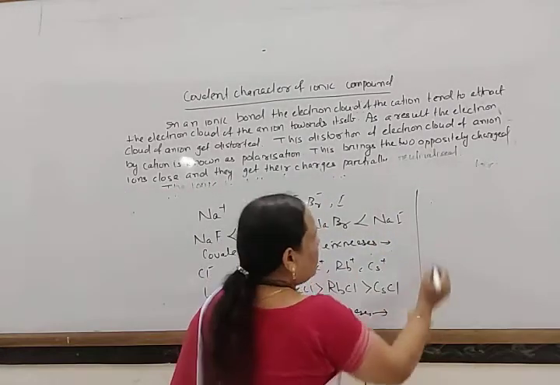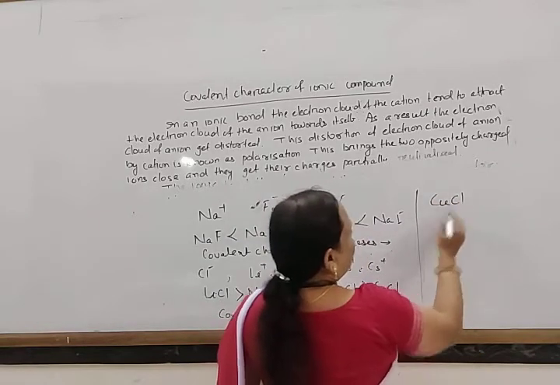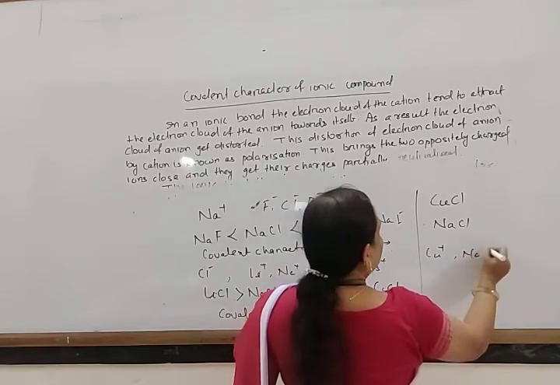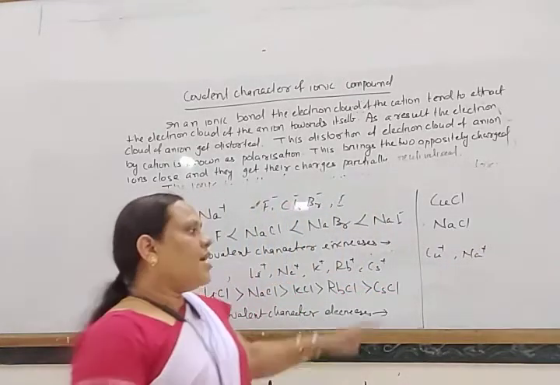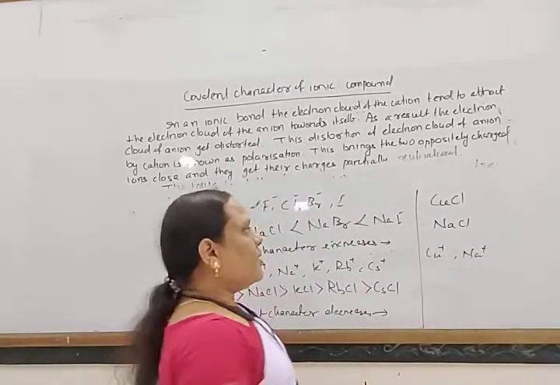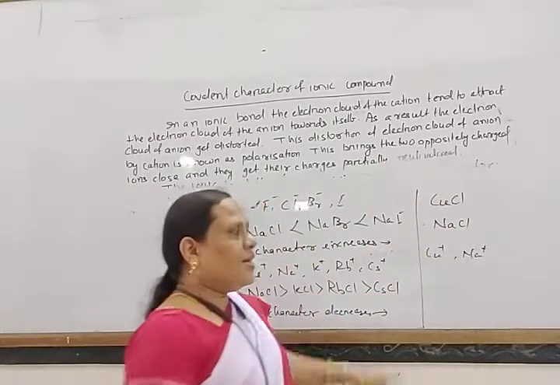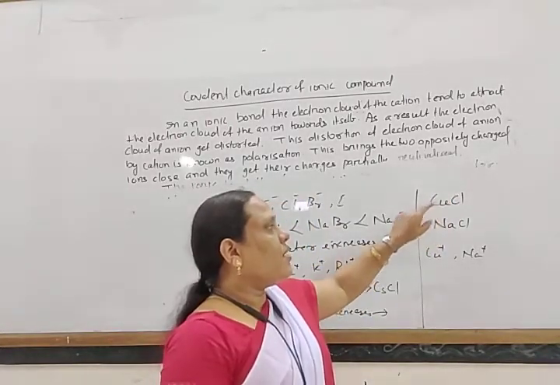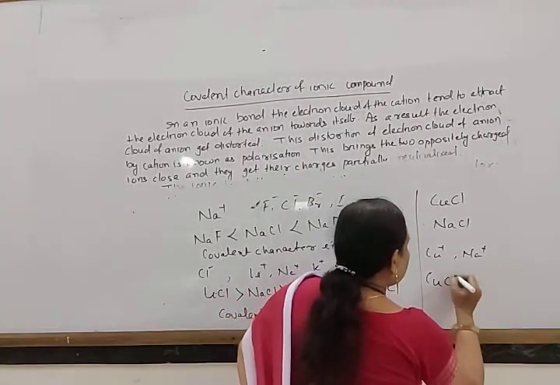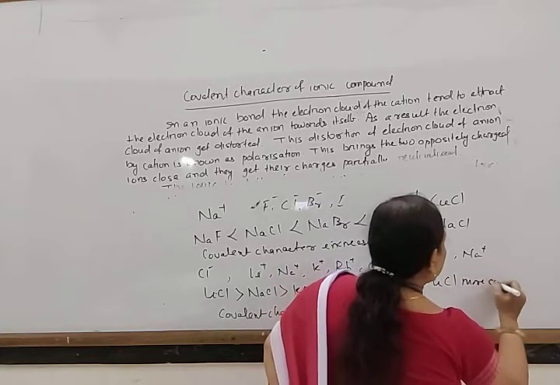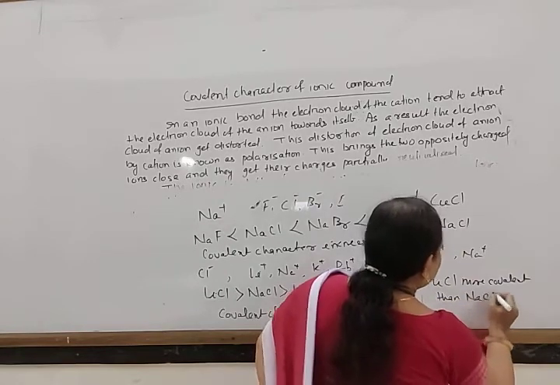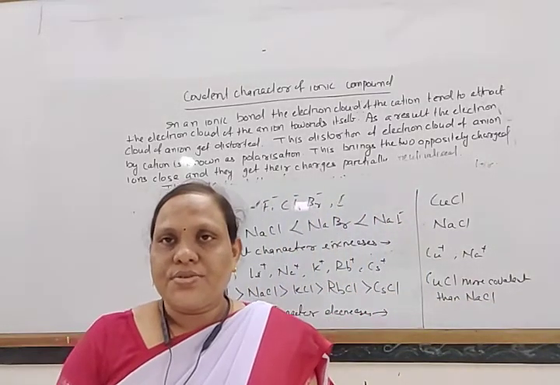And if we consider the transition element copper chloride and sodium chloride, the Cu+ and Na+ ions have the same size and the same charge, but copper chloride is more covalent than sodium chloride because of the pseudo inert gas configuration. So CuCl is more covalent than NaCl. Okay, so this is for today.